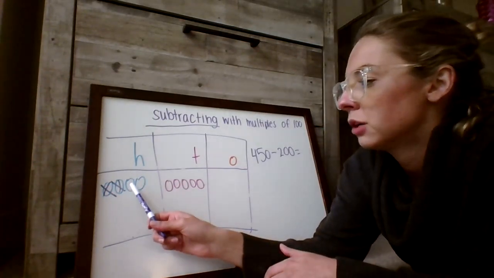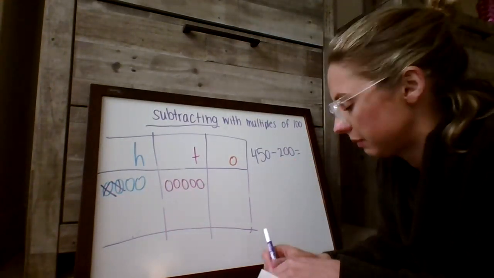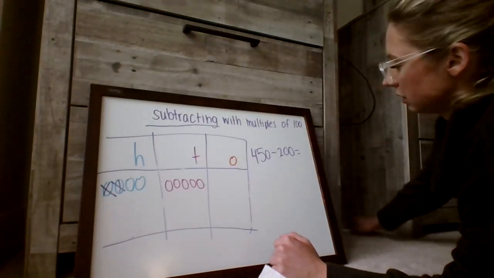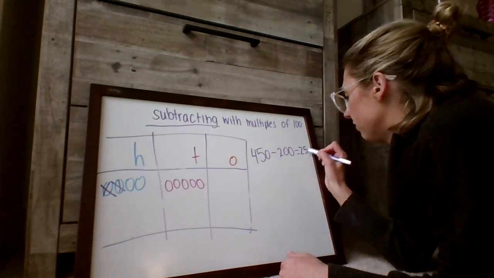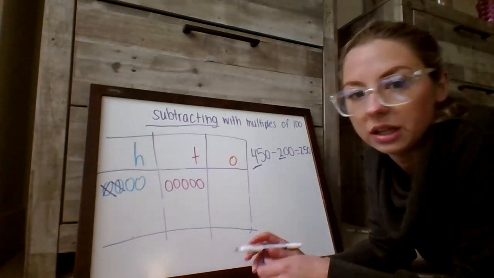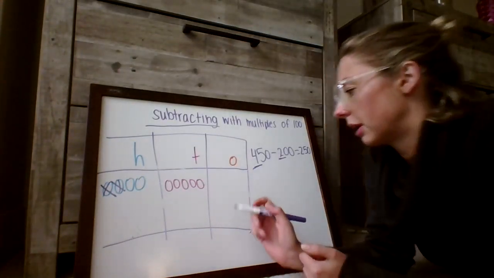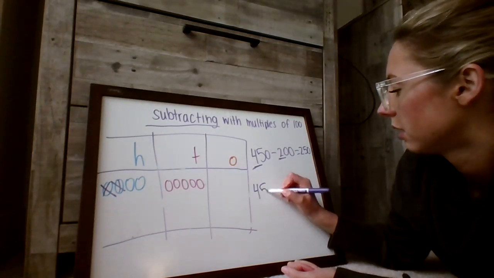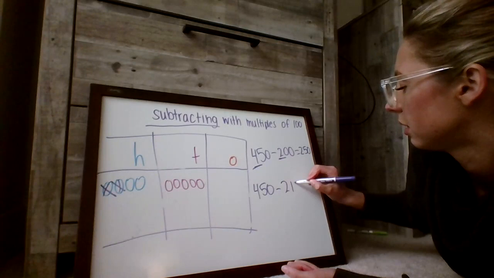We have 200 here and 5 tens here. So our answer would be 250, because we only took away 2 hundreds from the hundreds, so that's the only thing that changed. Let's do another one that would help us solve our next one.